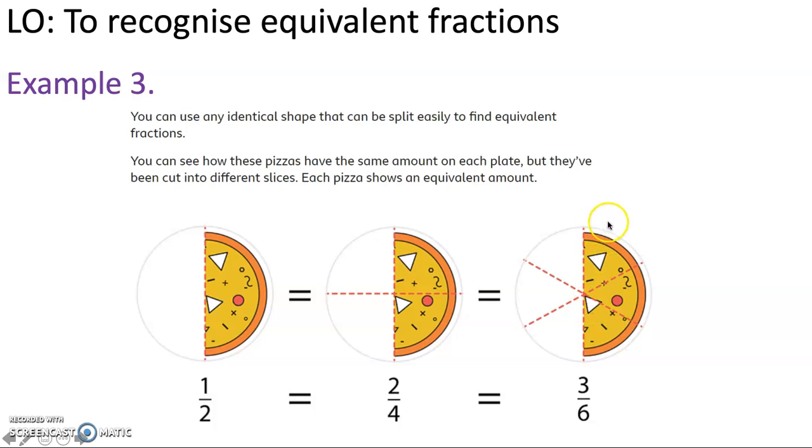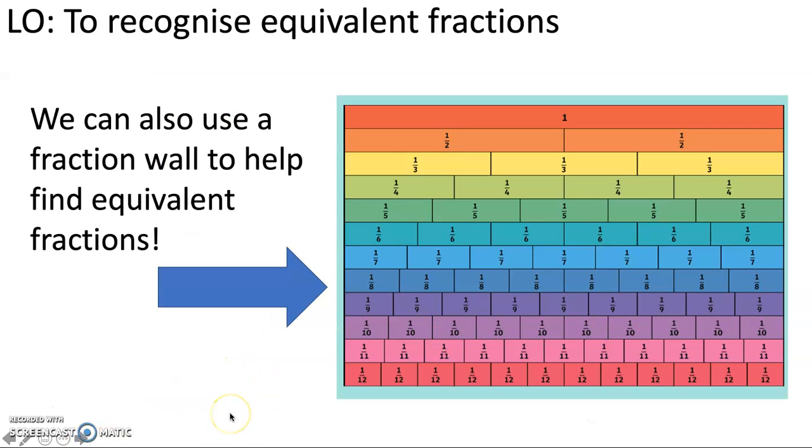Here I have split it into 3 slices of equal amount. So 3 out of 6 have been sliced. Here we can clearly see that 3/6 is the same as 2/4 and 1/2. However, we can also use a fraction rule to help find equivalent fractions. Here it shows me what a whole is worth: halves, thirds, quarters, fifths, and so on.